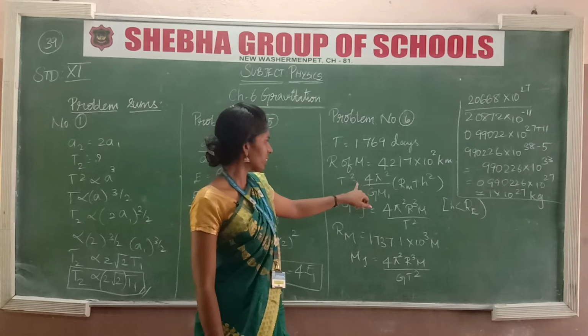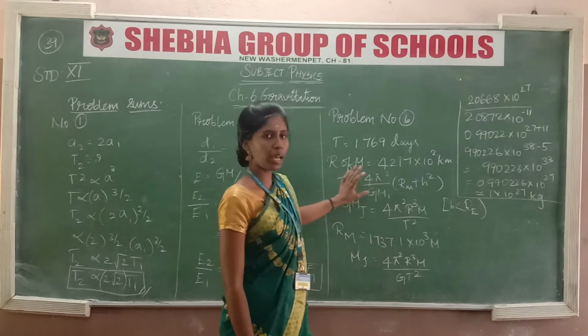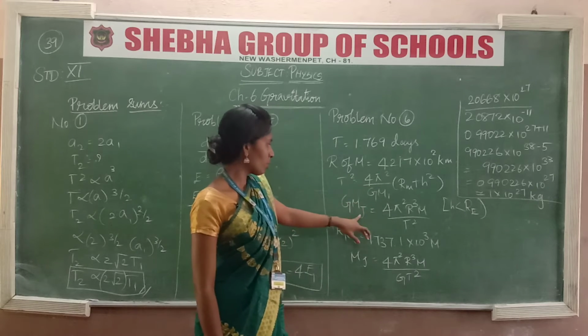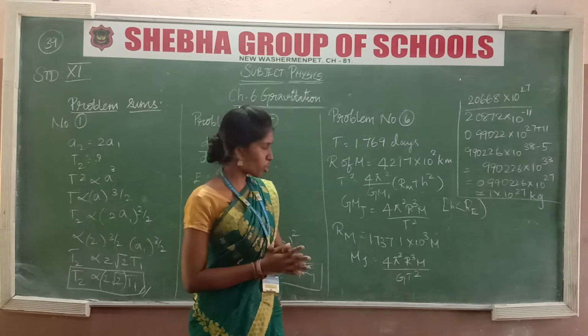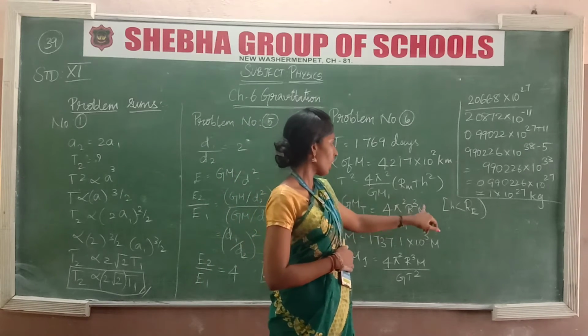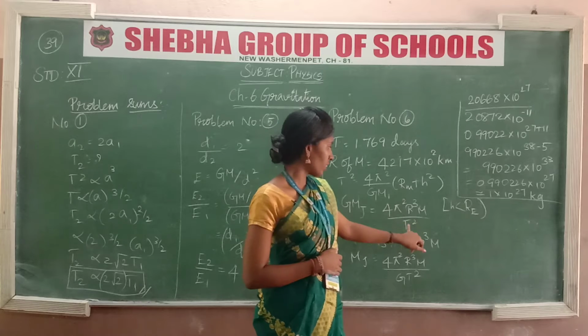So T square is equal to 4 pi, that is the value. Okay, the time period value we put in. So it's a formula, so GM of Jupiter. Okay, so since it is the gravitation of Jupiter, we write it as GM. So 4 pi square r cube M, divided by T square.